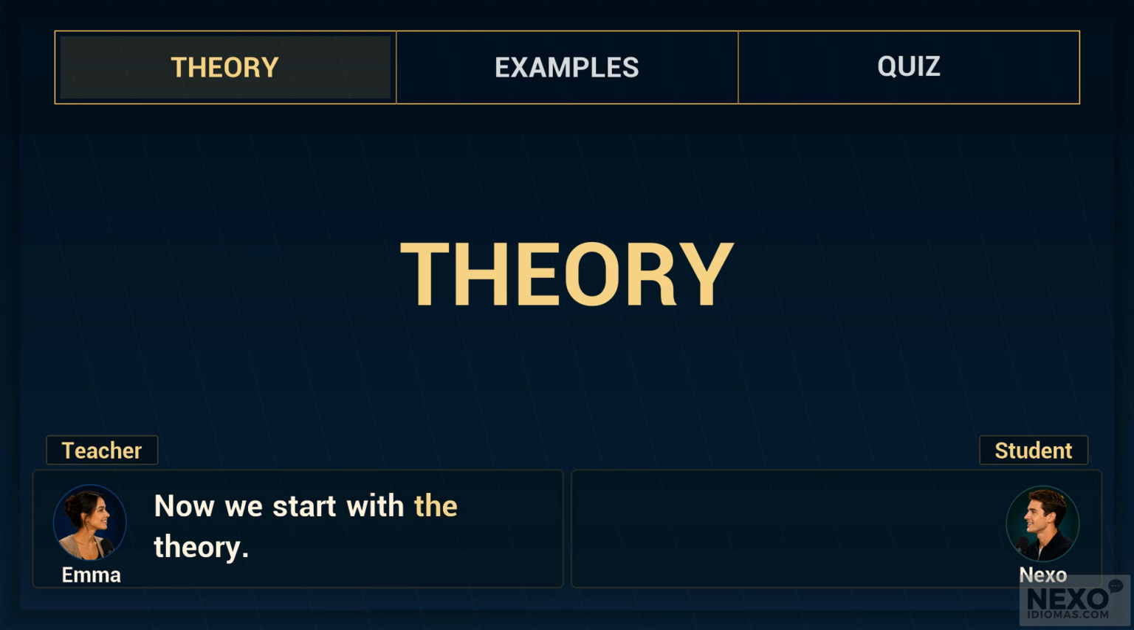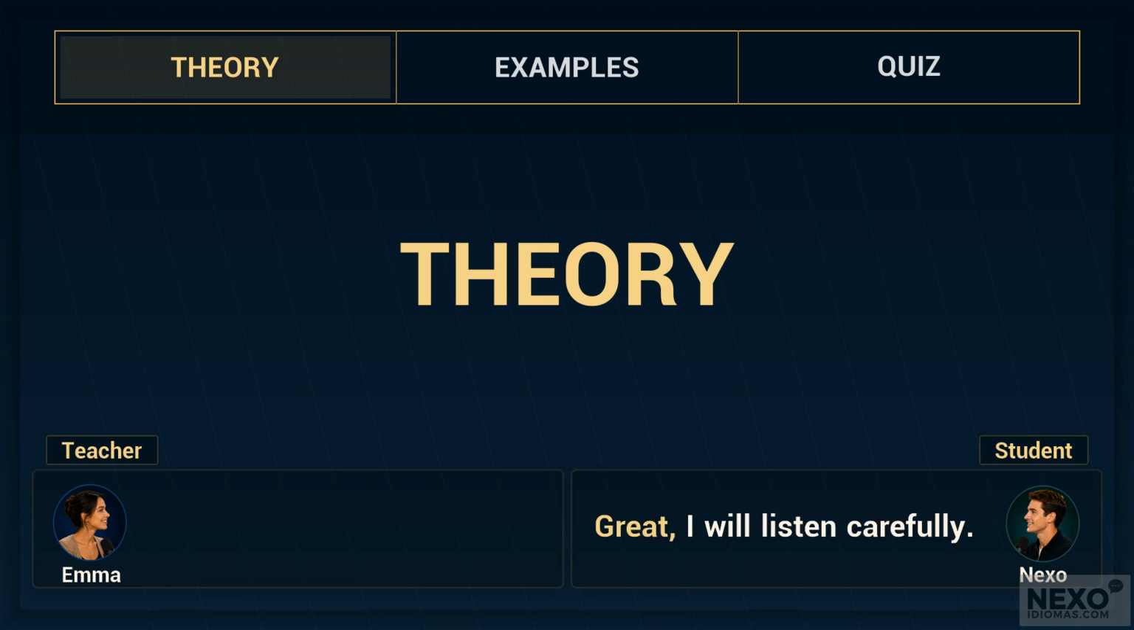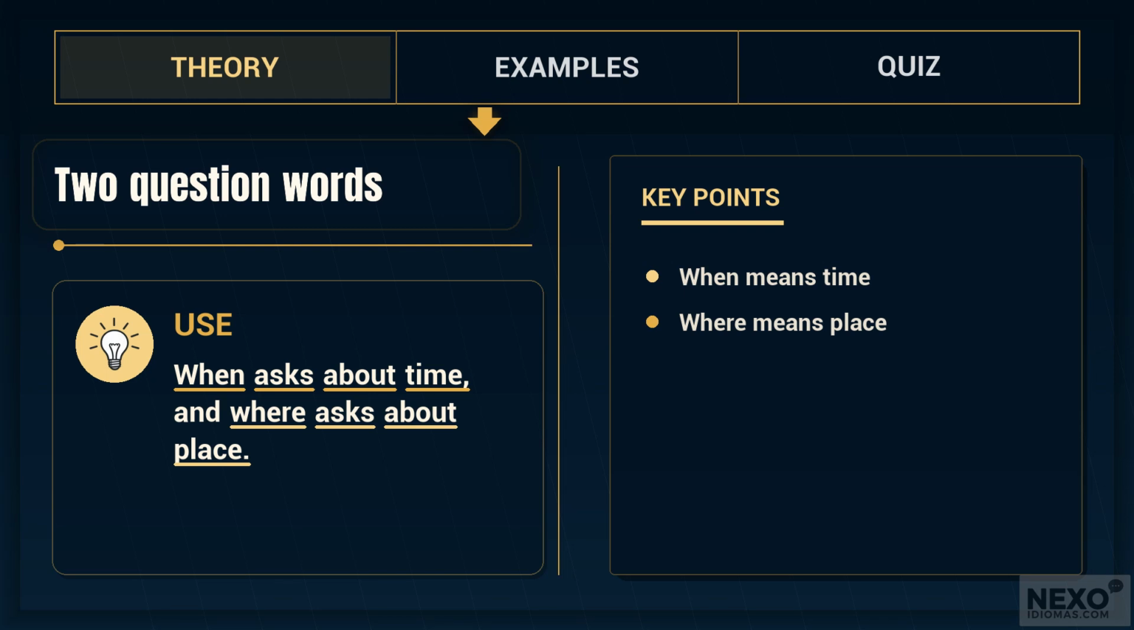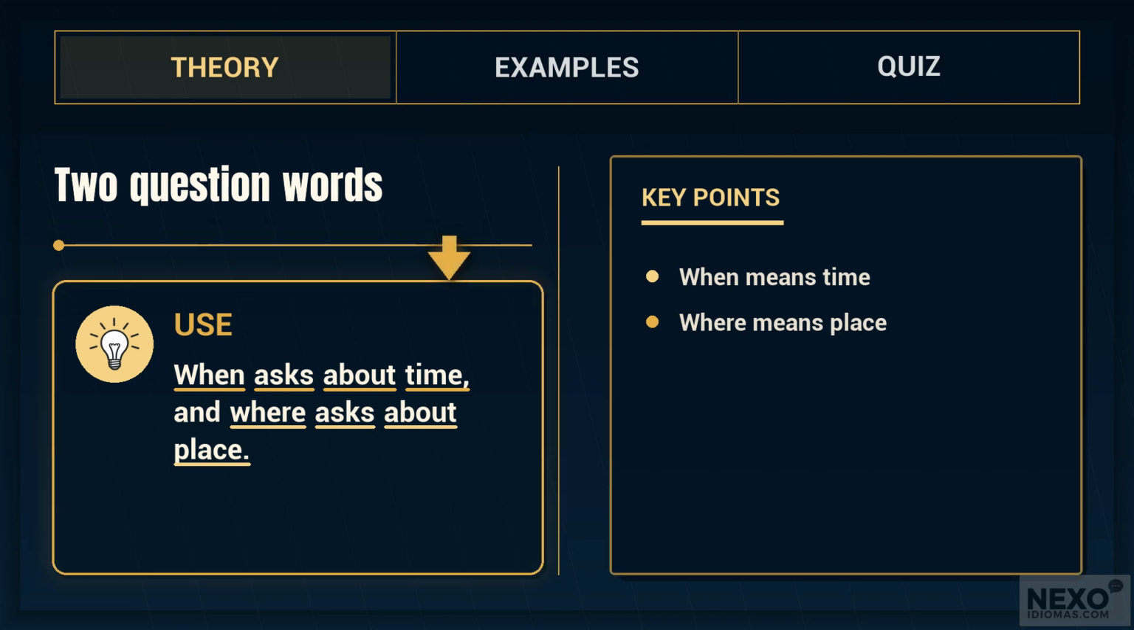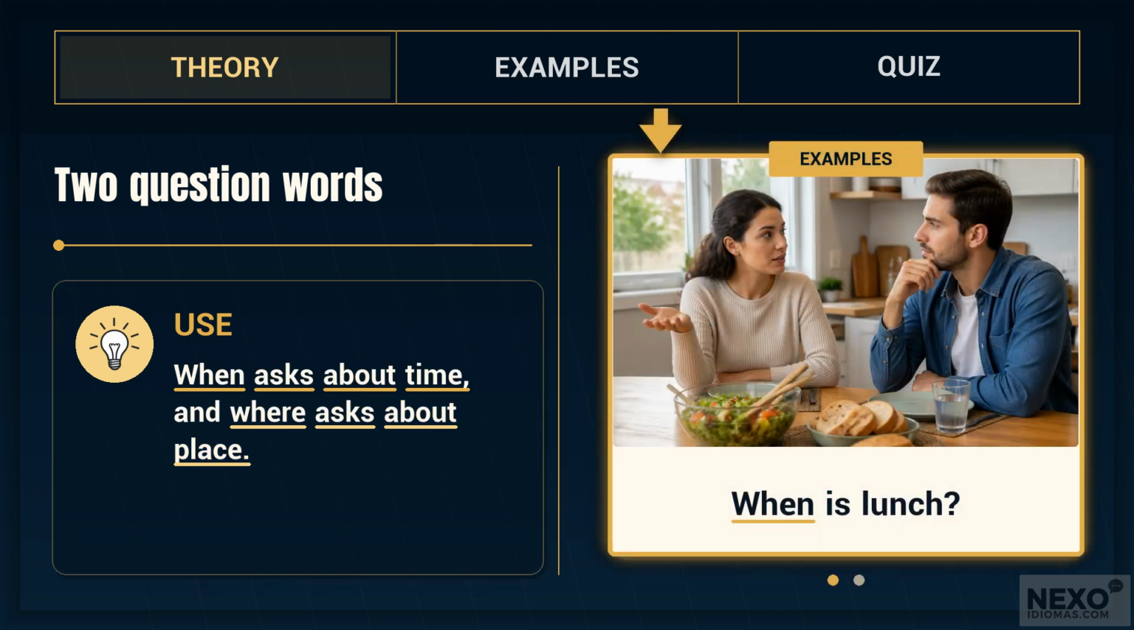Now we start with the theory. Great. I will listen carefully. 2 question words. When asks about time, and where asks about place. Example. When is lunch?